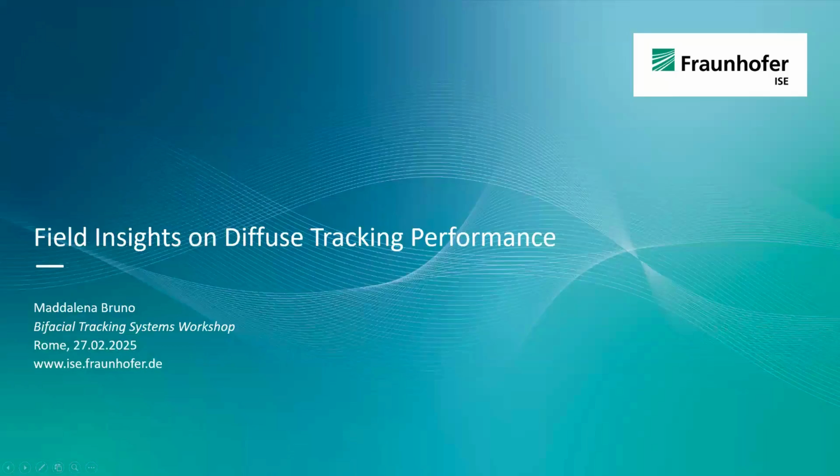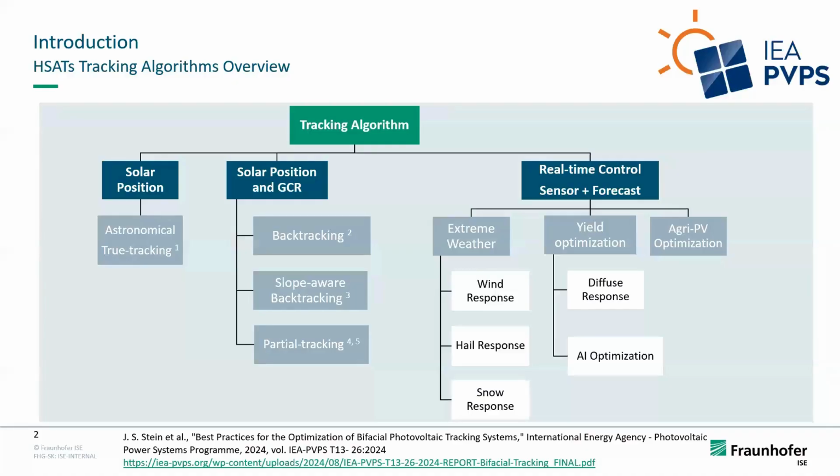Thank you so much for the introduction and thank you for having me here. As Josh said, I want to bring some field insights, some concrete data from our experience on tracking performance. So as we already saw, by today, trackers represent 60% of the market share, and they can be controlled by many different tracking algorithms. If they are based exclusively on the solar position, they are called astronomical or true tracking. However, most of the systems have backtracking, which is an evolution of astronomical to take into account the GCR, the ground coverage ratio, and to minimize the row-to-row shadow, especially in the morning and late afternoon.